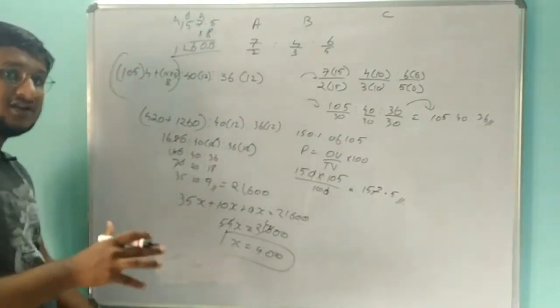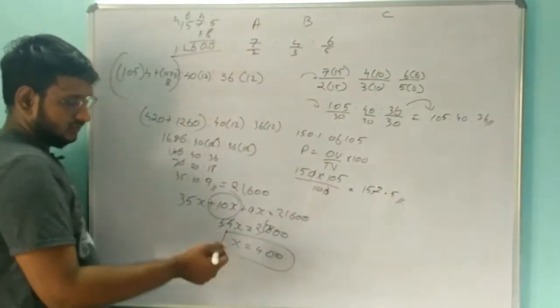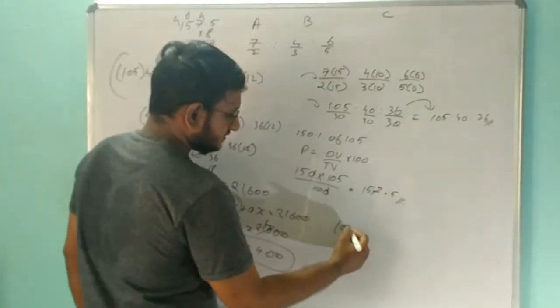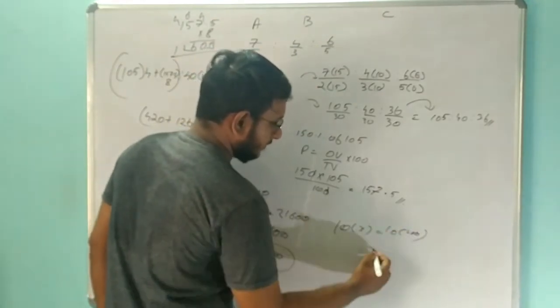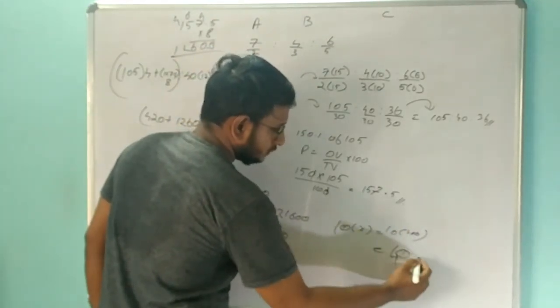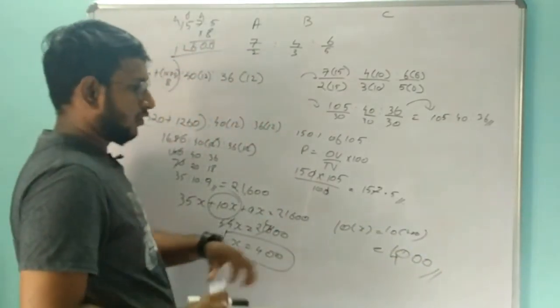We know the x value. Now we have to find the profit share of B. That is 10x. So 10x is equal to 10 into 400, which is nothing but 4,000. So 4,000 is the profit share of B.